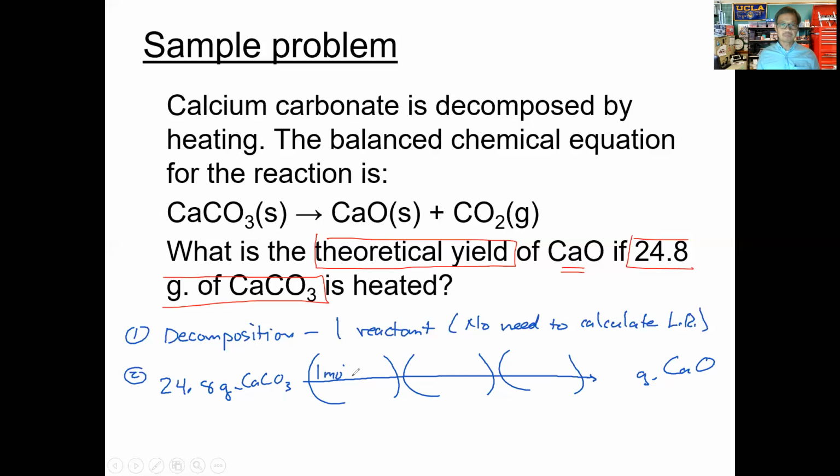So it's going to be 1 mole of calcium carbonate over 100 grams of calcium carbonate. The mole ratio, which is a 1-to-1 mole ratio, but let's go ahead and write that in: 1 mole of calcium oxide, 1 mole calcium carbonate. And then finally, multiplied by the molar mass of calcium oxide, which is going to be 56 grams of calcium oxide per 1 mole of calcium oxide, which gives us a theoretical yield for calcium oxide of 13.9 grams. Three sig figs again, folks.